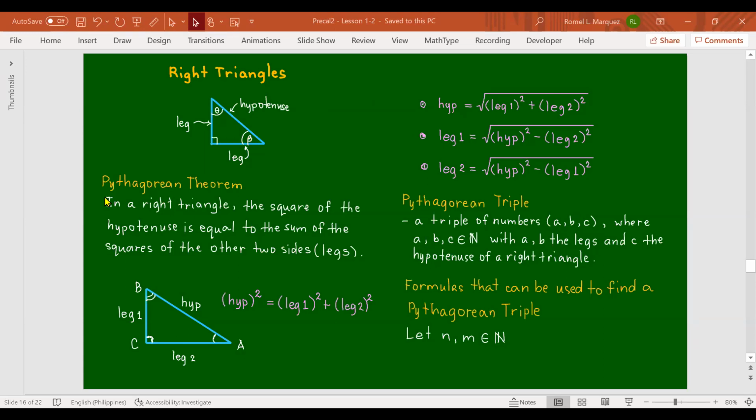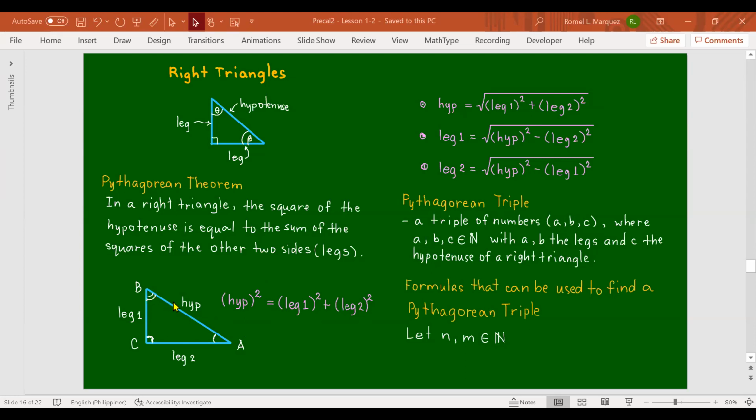So, the Pythagorean theorem is a right. So what does it state? The Pythagorean theorem states that in a right triangle, the square of the hypotenuse is equal to the sum of the squares of the other two sides or legs. So that is, the square of the hypotenuse is equal to leg 1 squared plus leg 2 squared.